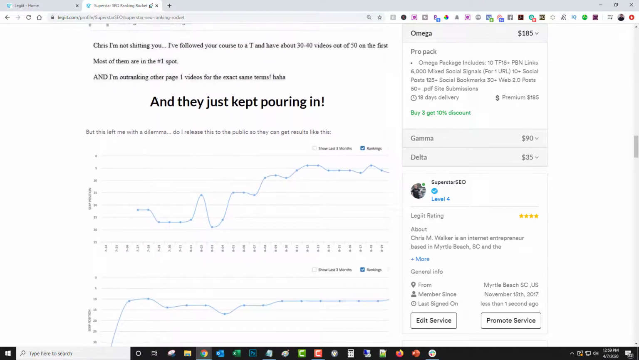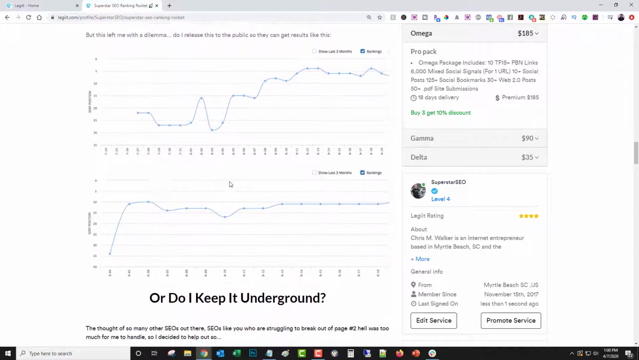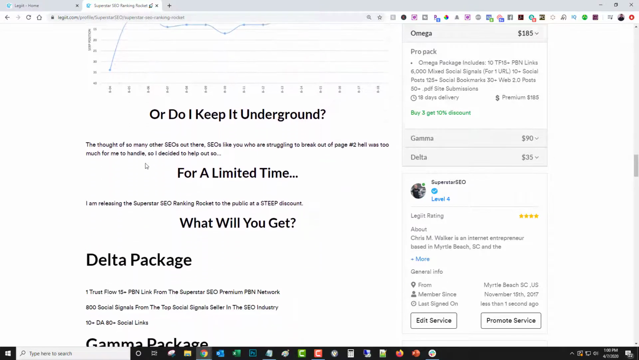And then I said they just kept pouring in, just to emphasize that there were so many of them that we got so much success. But then I go back into teasing a little bit. But this left me with a dilemma. Do I release it to the public so they can get results like this, and then I show some results? Or do I keep it underground? So basically, you're making them feel like they're a part of something secret and special. People love secrets and love to be in the know on things. So that's kind of what I'm emphasizing there.